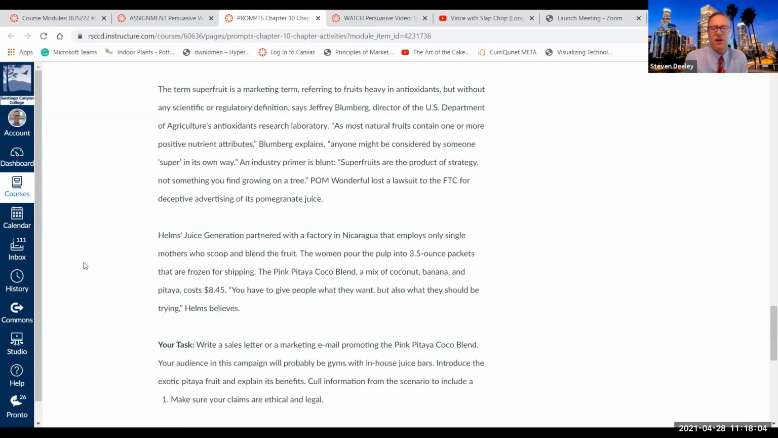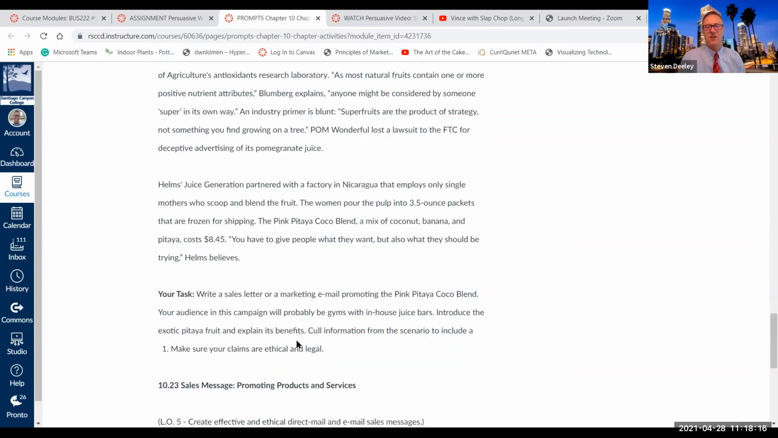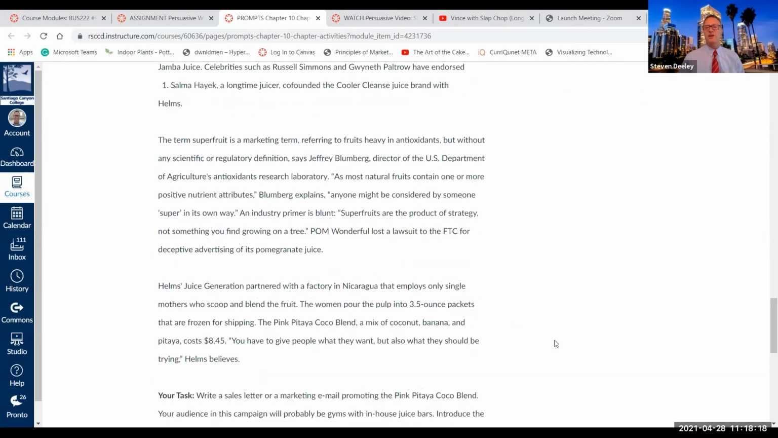Your audience in this campaign will probably be gyms with in-house juice bars. I keep trying to combine all my words there. Introduce the exotic pitaya plant and explain its benefits. So some of the things that you get here, you can get their attention by talking about, have you heard about this, right? Have you heard about the new pitaya? And then talk about what it does, right?